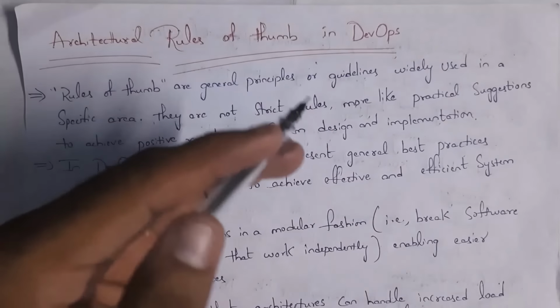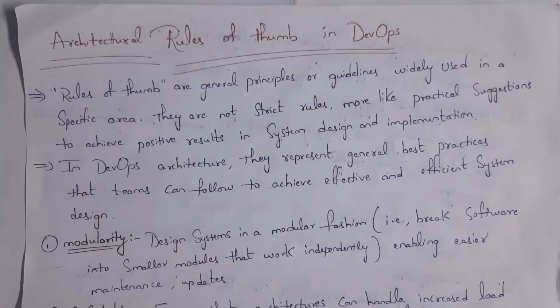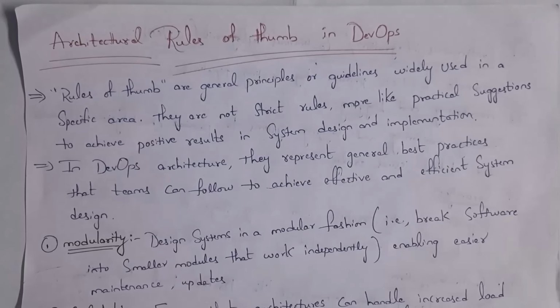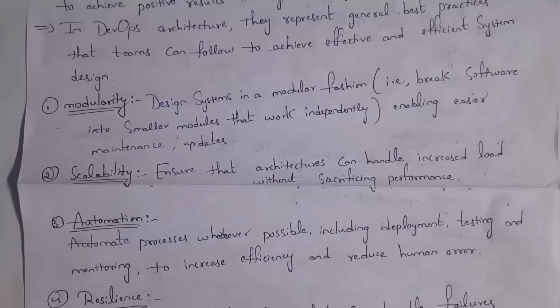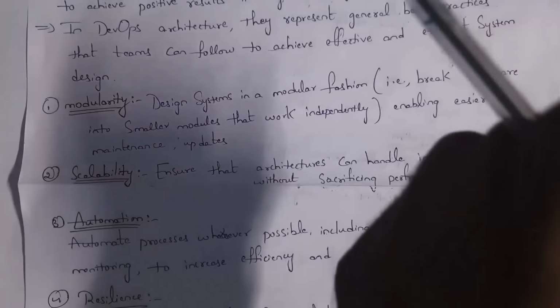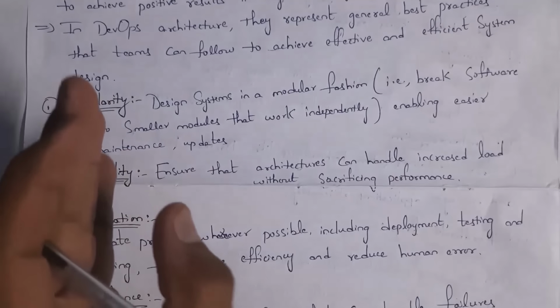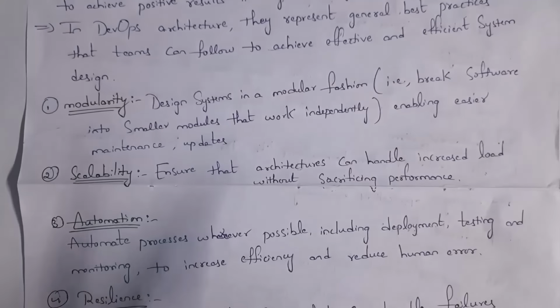These are not strict rules. These rules are just suggestions. So in DevOps architecture, if you want to do good system design, then you need to follow these principles. First one is modularity. If you want to design any system, then you need to design the system in a modular fashion. Modular fashion is nothing but breaking our entire software into smaller modules that work independently, same like microservice architecture. So maintenance and updates will become easier.